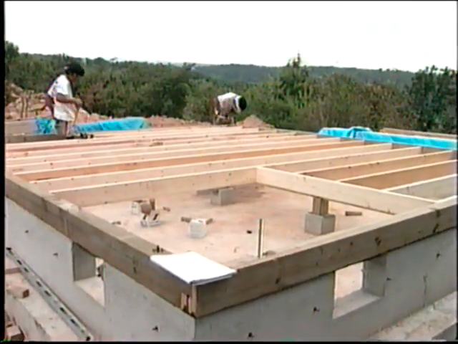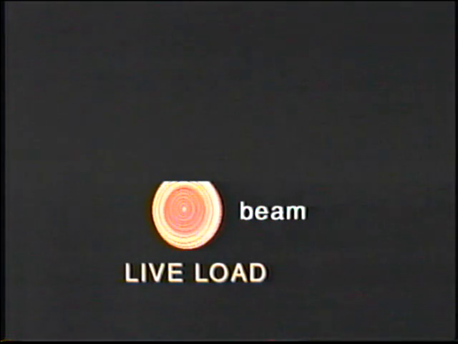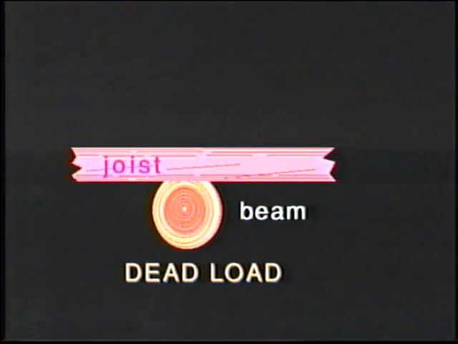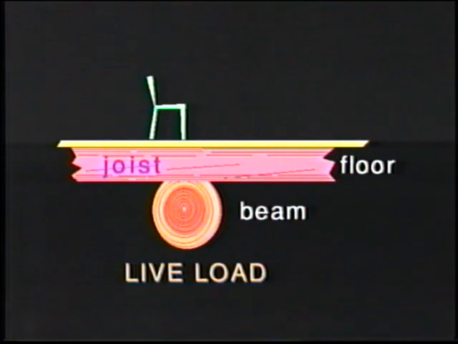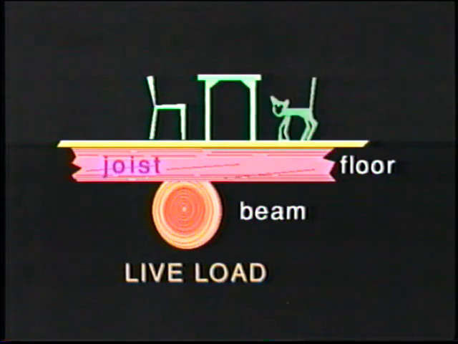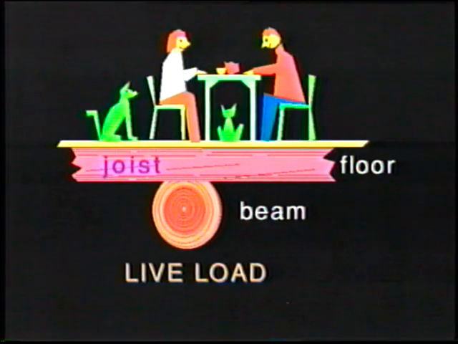The loading of beams and joists is in two parts. One, the dead load. This is the weight of the material used. And two, the live load. This is the weight of the occupancy, people, furniture, or any other applied use.